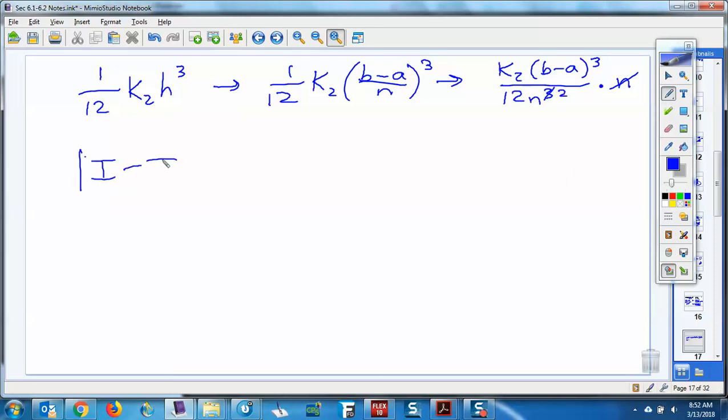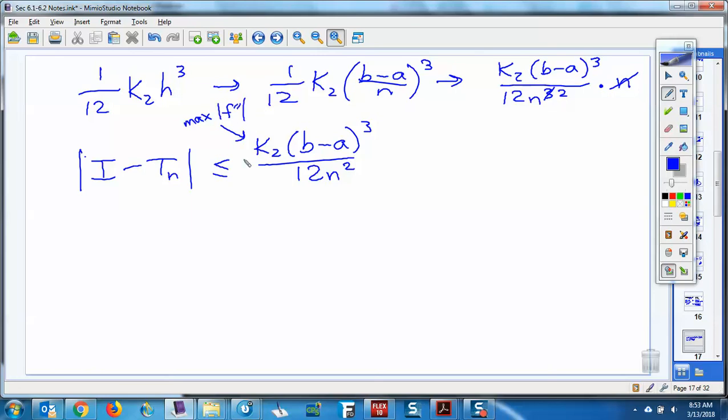So I minus T sub N is going to be less than or equal to K2 (B minus A) cubed over 12N squared. Okay, there you go. That's a formula that we will do. And remember, K2 is the max of the absolute value of F double prime. That's what K2 is. And we'll find it exactly the same way we did K1. Okay, and that gives us the max curviness.